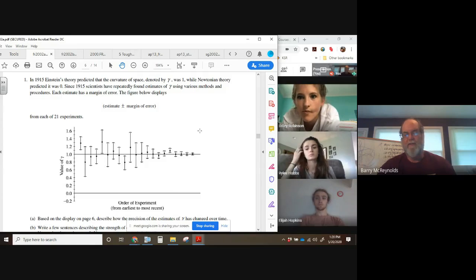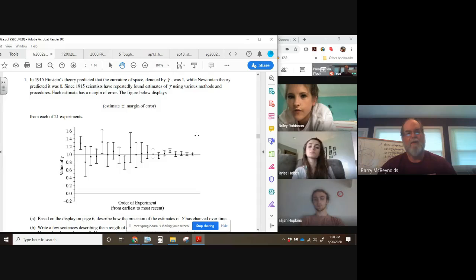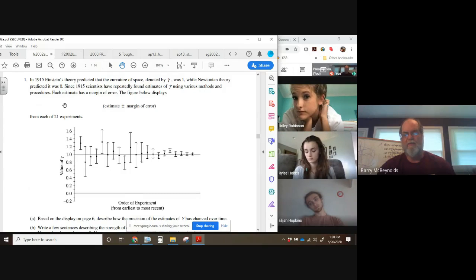By the way, if you're a science fan, reading Einstein's initial books on his theories of relativity, they're just incredible.